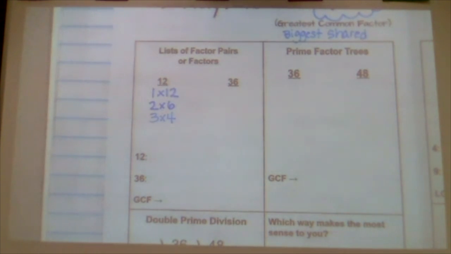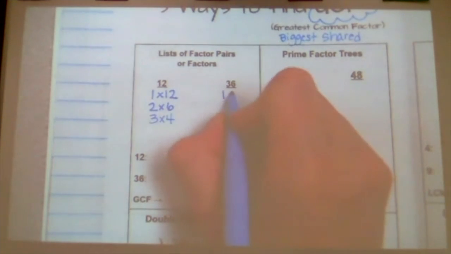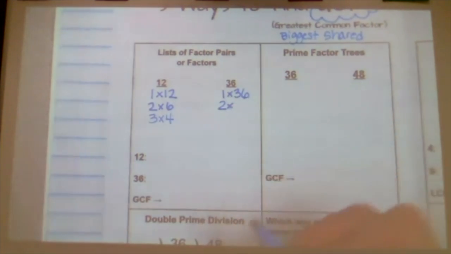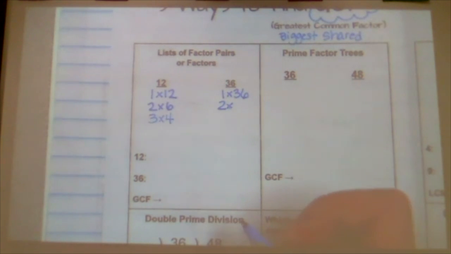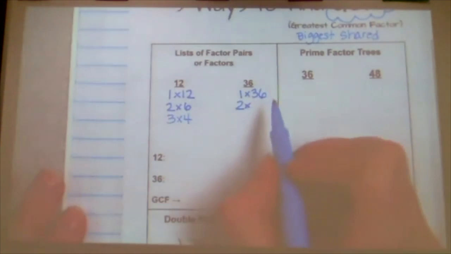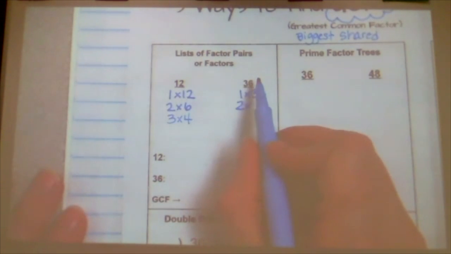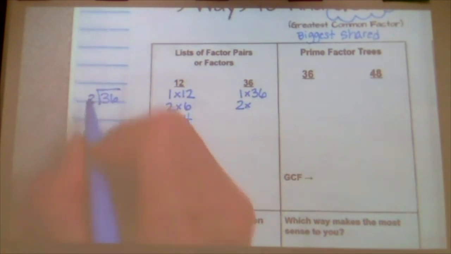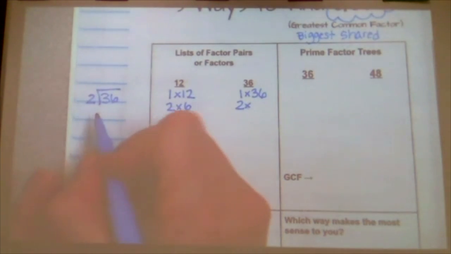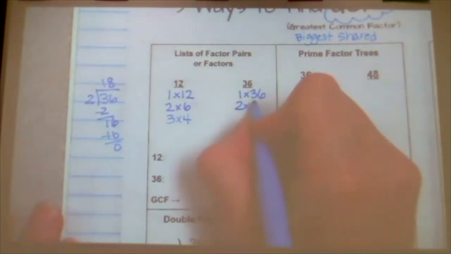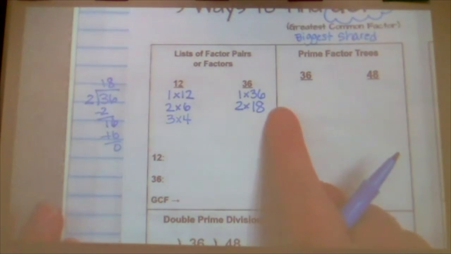I'm now going to do the same thing for the number 36. So I'm going to do 1 times 36. A 2 fact, I know there has to be 1 because it's an even number. And if I'm not sure what it is, I can always do this off to the side. So if I'm not sure 2 times what number makes 36, I can use division to find out. So off to the side, I'm going to do 36 divided by 2. And I'm going to see if I can figure out the other factor. So 18 was my other factor.